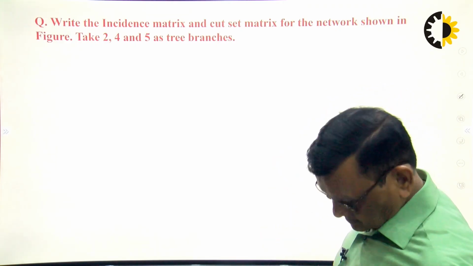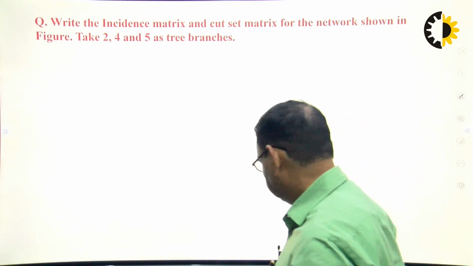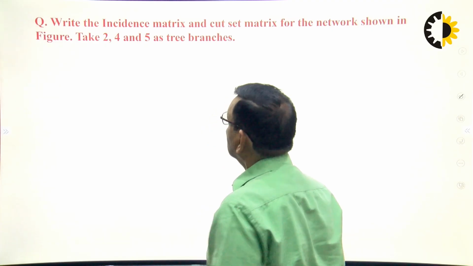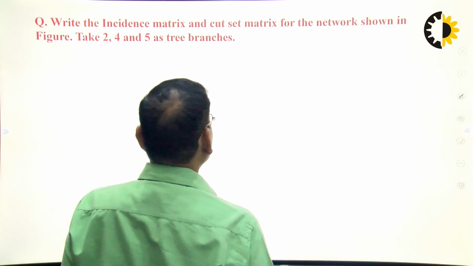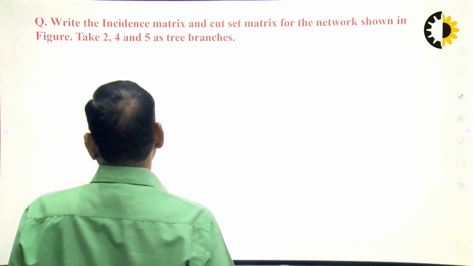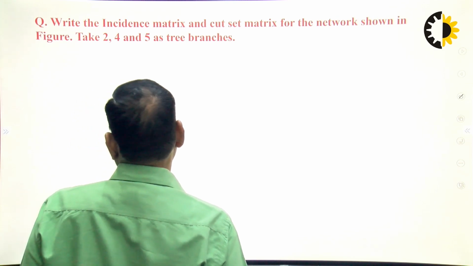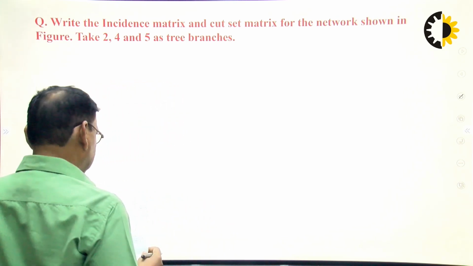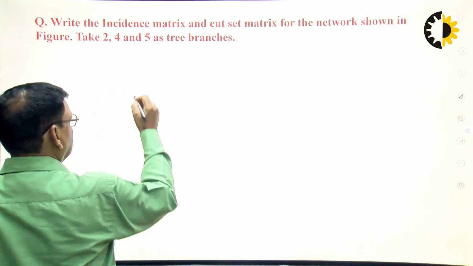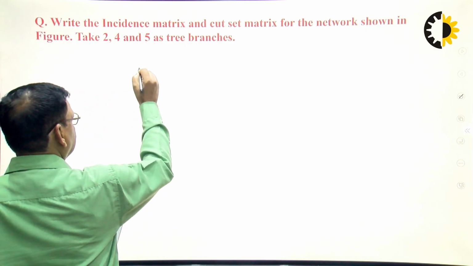So, the first problem is: write the incidence matrix and cut-set matrix for the network shown in the figure. Take 2, 4, 5 as tree branches. First draw the network. So the network is like this.